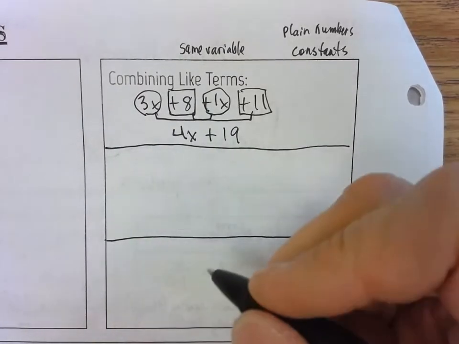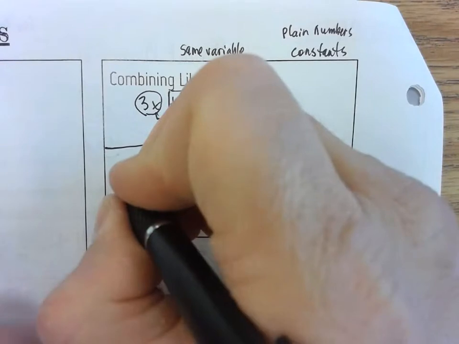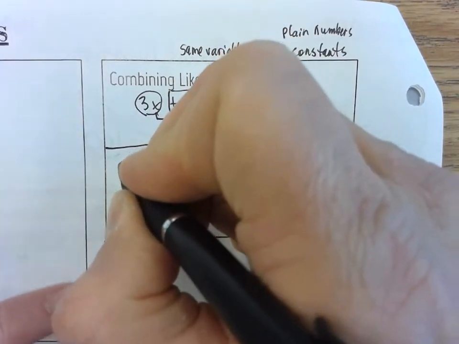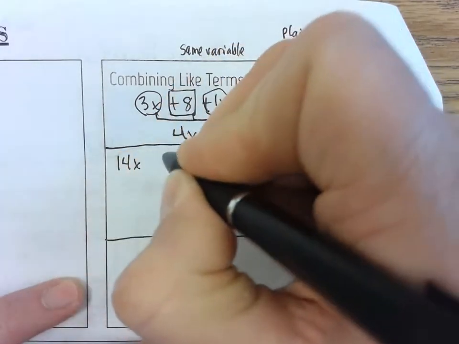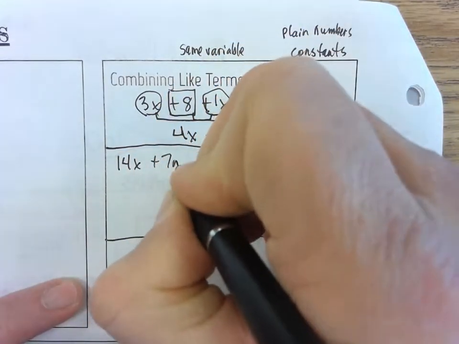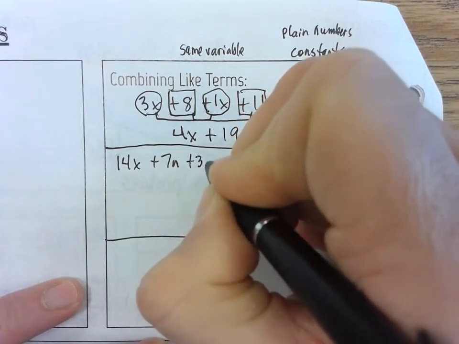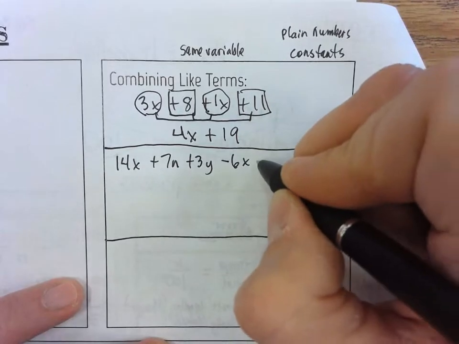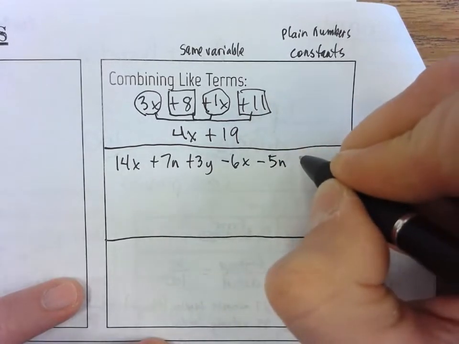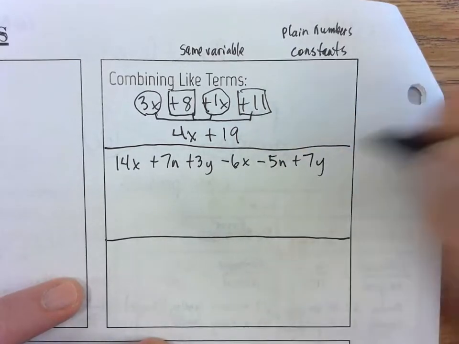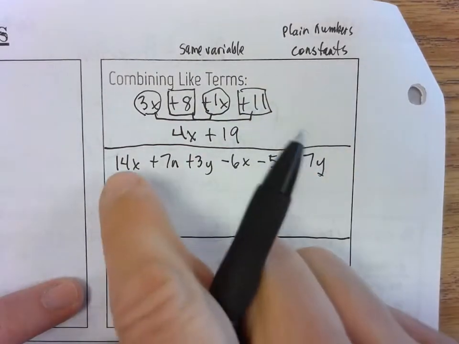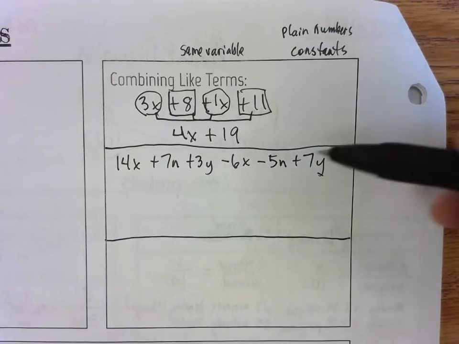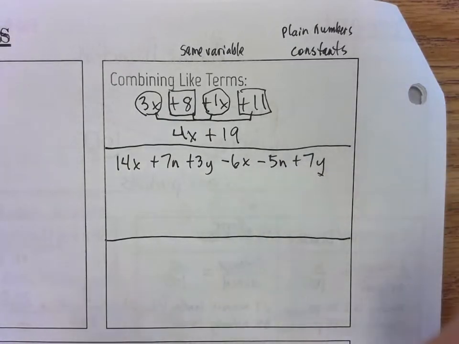Let's try one that's a little bit harder. Got a few more terms in it, so let's see if we can write this down. All right. So let's say we've got 14x plus 7n plus 3y minus 6x minus 5n plus 7y. This one's got a few more terms. Actually, it's got 1, 2, 3, 4, 5, 6 terms. And this one doesn't have any constants in it. So this particular one has no constants. So let's go through and talk about these.